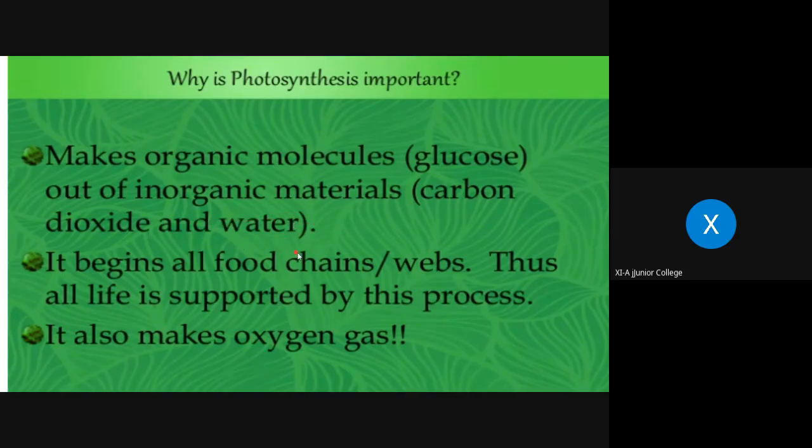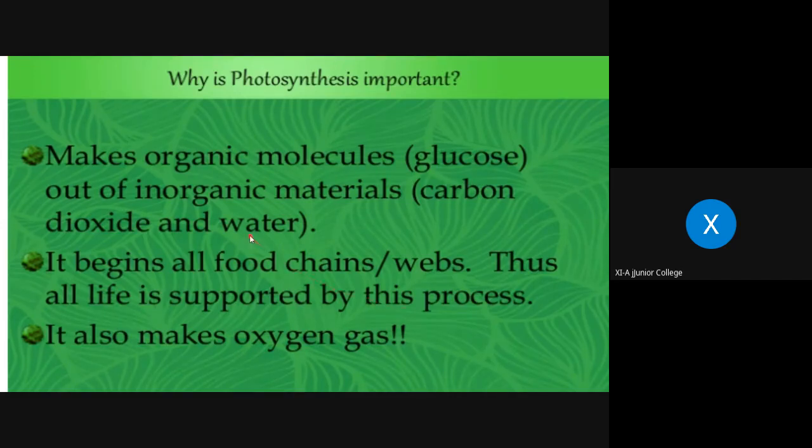It begins all food chains and food webs, and thus all life is supported by this process. You know the meaning of food chain and food web? In a food chain, for example, there are producers, then consumers: primary consumers, secondary consumers, tertiary consumers, topmost consumers. Then after the death of the topmost consumers, decomposers act, and the compounds the producers used go back to the soil or the air. That is called the food chain.